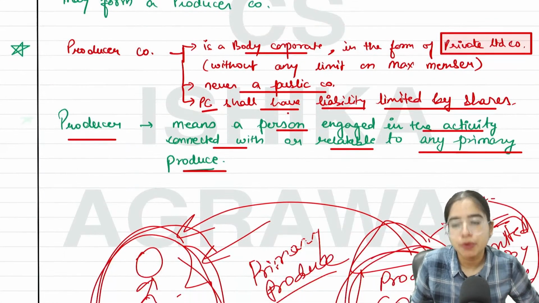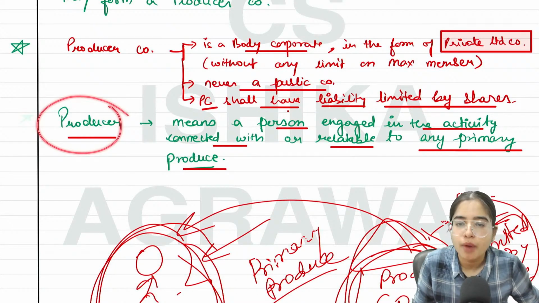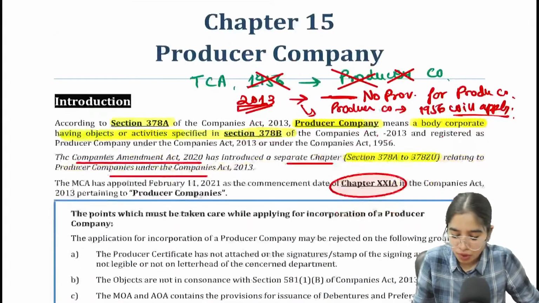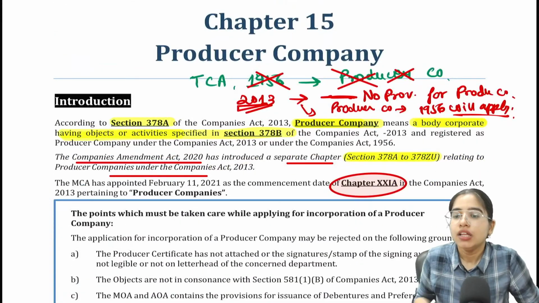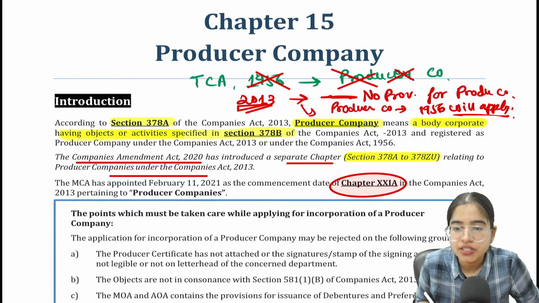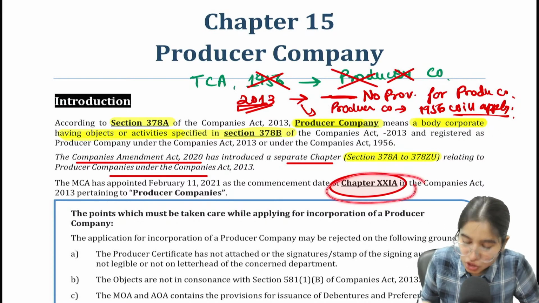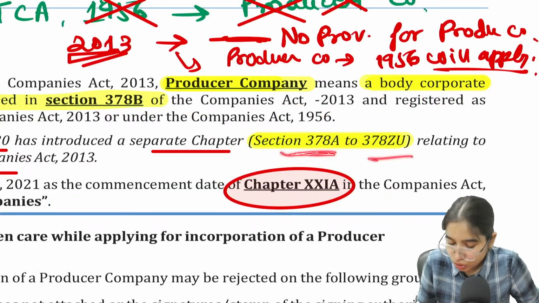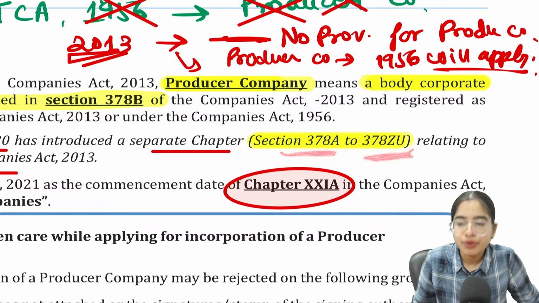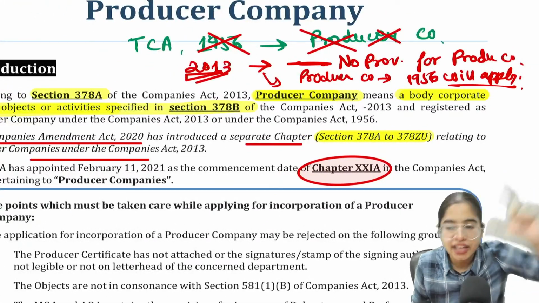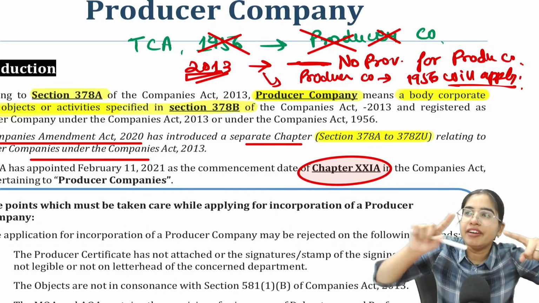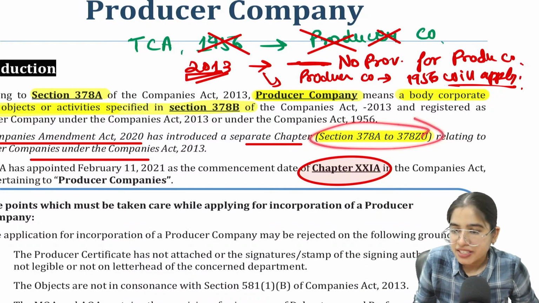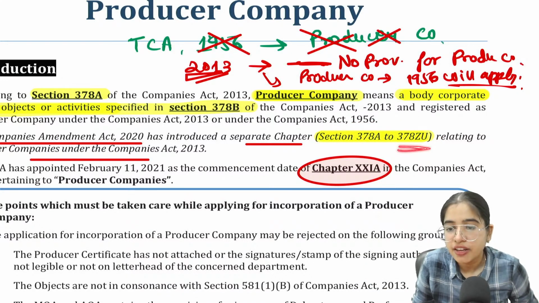Basically, who are the producers? Producers can form a producer company. So here one point is given. Before starting these points, let me introduce you to the chapter. There is a proper chapter introduced in the Companies Act 2013. The name of the chapter is 21A. And this chapter covers sections 378A to 378ZU. These sections were introduced between 378 and 379, so we made 378A, 378B, 378C and so on.